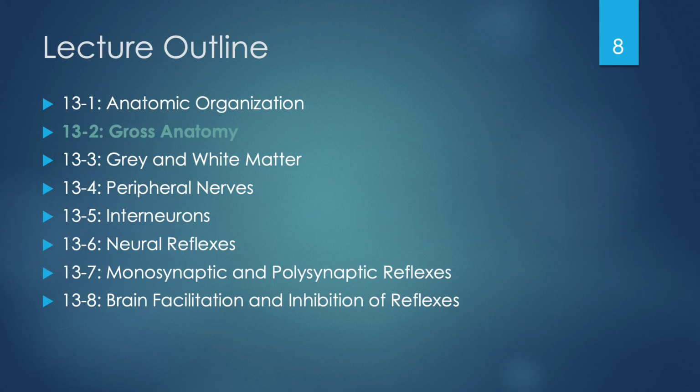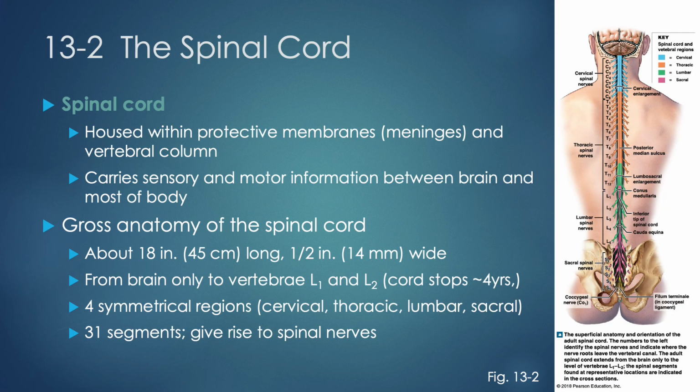Let's review some general anatomy in section 13-2 in your text. The spinal cord is an incredibly important structure because it's going to be carrying sensory information from all over our body and sending that information up to the brain for processing. And then it's going to be carrying information back down from the brain towards the rest of the body. Because of that incredibly important function, it's protected in two ways.